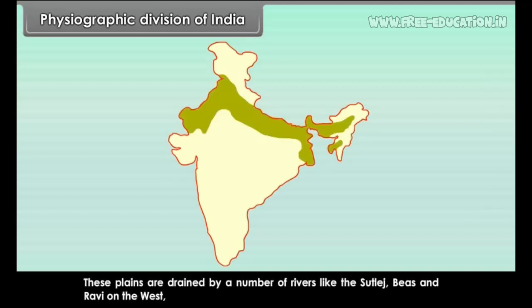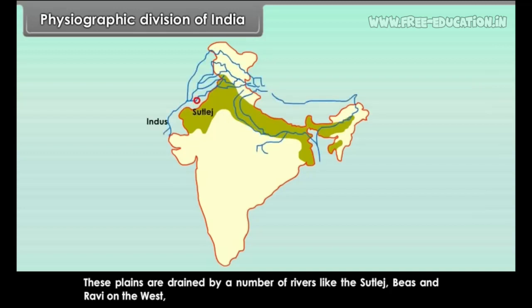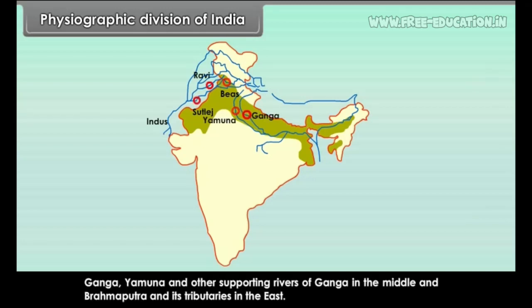These plains are drained by a number of rivers like the Satluj, Beas and Ravi on the west, Ganga, Yamuna and other supporting rivers of Ganga in the middle, and Brahmaputra and its tributaries in the east.